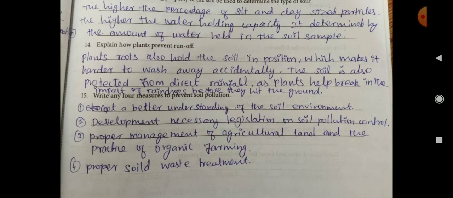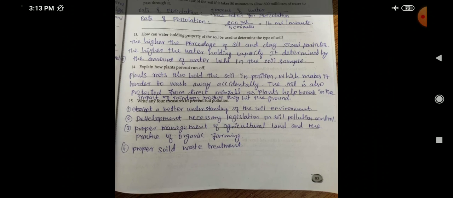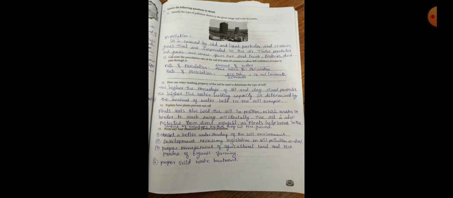Next, write any 4 measures to prevent soil pollution. First one, a better understanding of the soil environment. Next, develop necessary legislation on soil pollution control. Proper management of agricultural land and the practice of organic farming. Next, proper solid waste treatment. That's all.